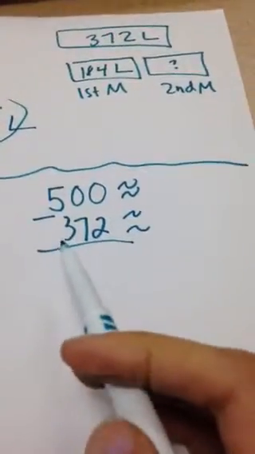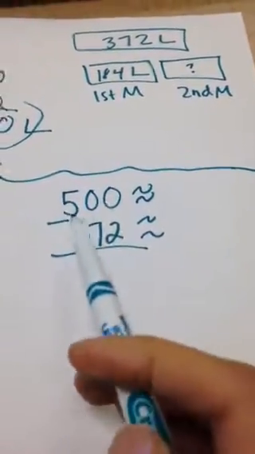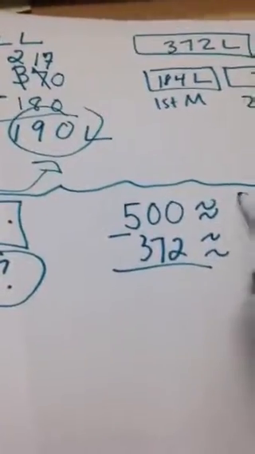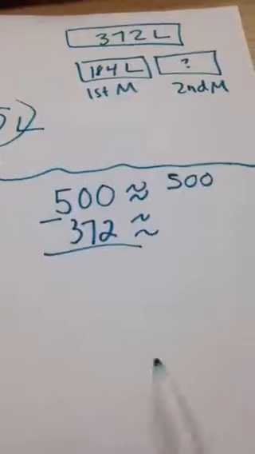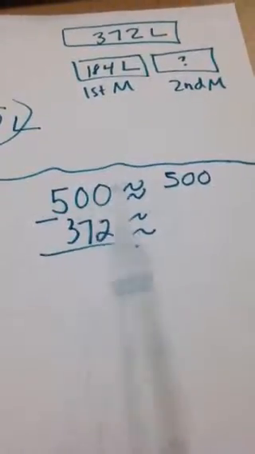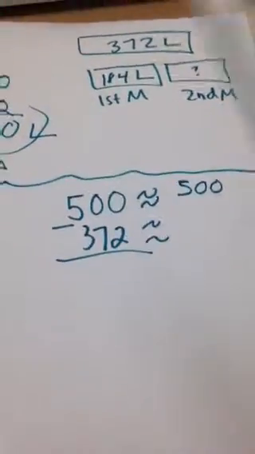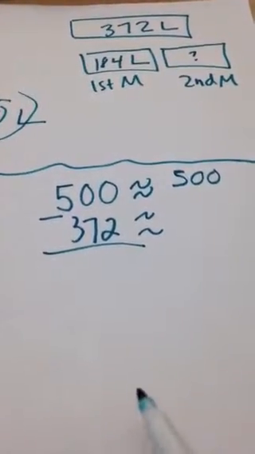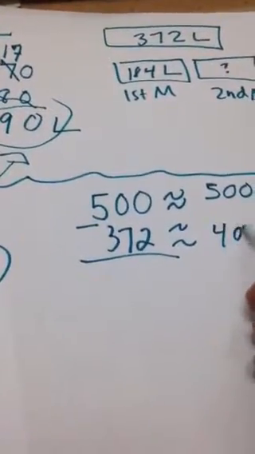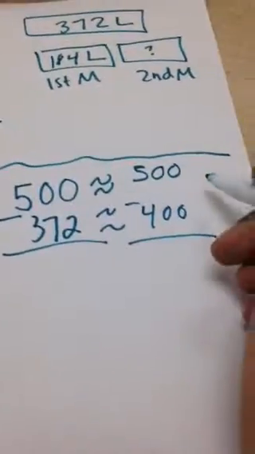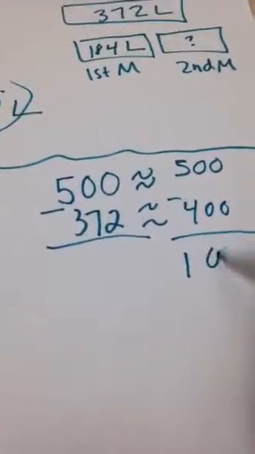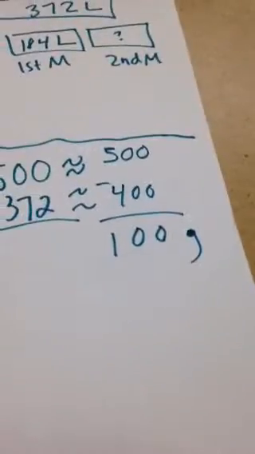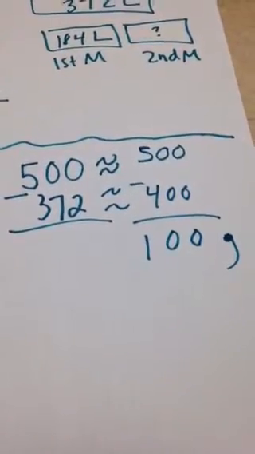Well, 500 is already a rounded number, right? So 500 just stays there. Because 500 is kind of rounding to the nearest 100, I'm going to then round 372 to the nearest 100 and see what happens. Okay, so 500 minus 400, 100. And we're talking about grams, so I'm going to label that there, grams. So that's the estimation, 100 grams.